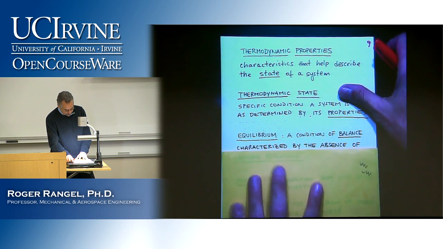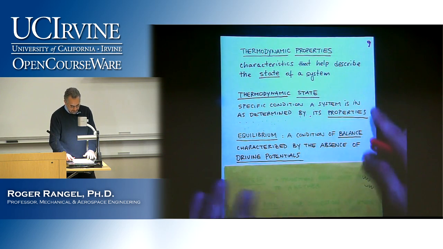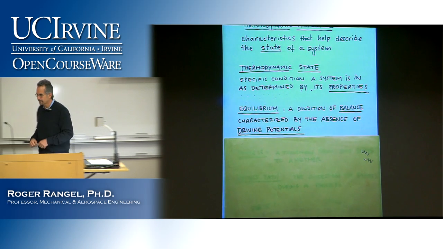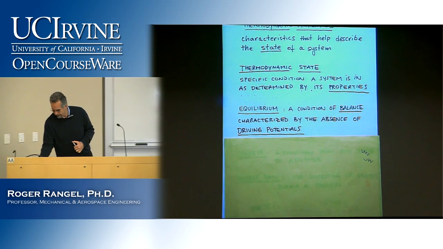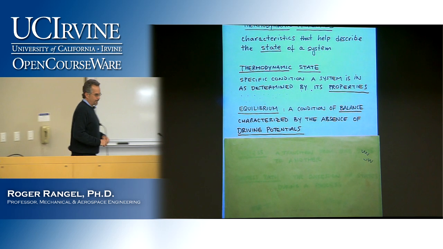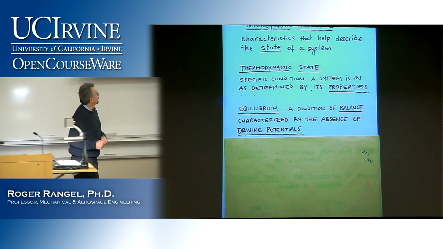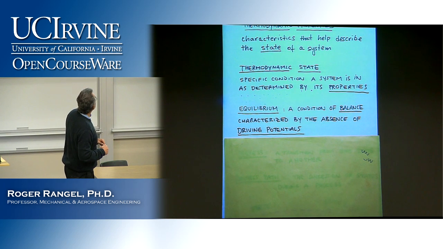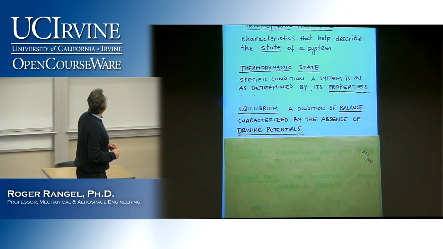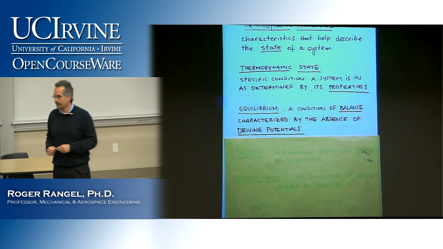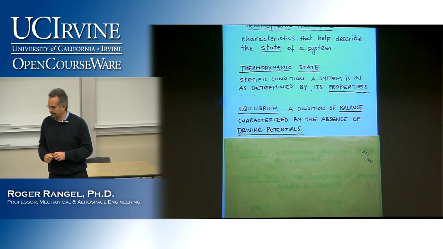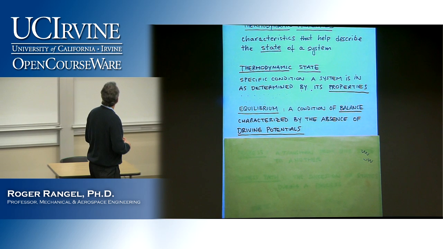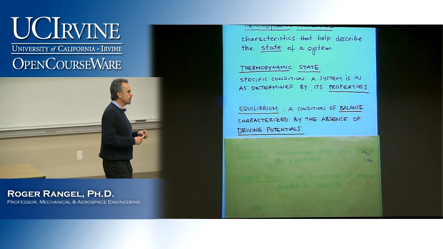Here's another very important one. The concept of equilibrium. So equilibrium, it says there, is a condition of balance characterized by the absence of driving potentials. You might ask, what does that mean? So how would you define equilibrium in your own words?